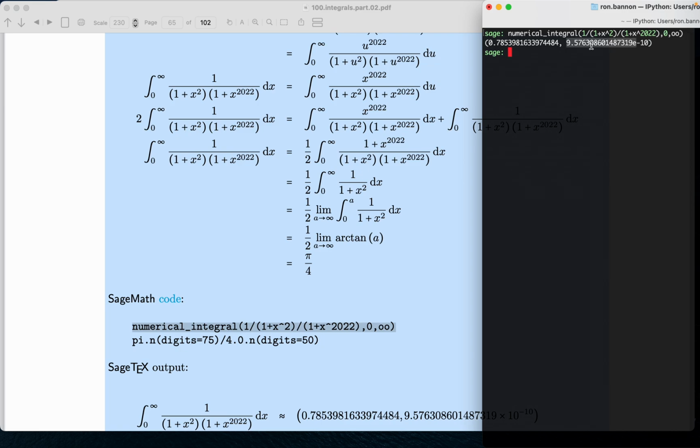It gives me what I believe to be an error bound on it, and it's a really precise error bound. I mean, it's 9.6 times 10 to the minus 10th. It's really an incredible approximation to the problem.